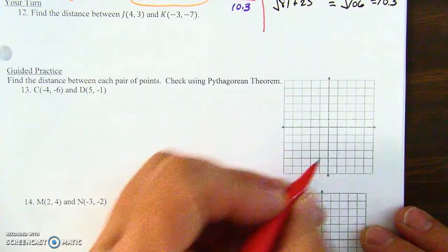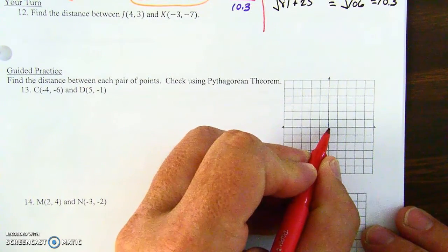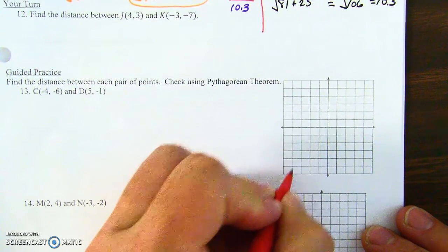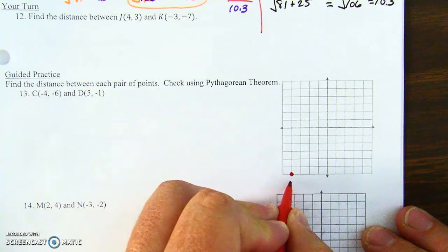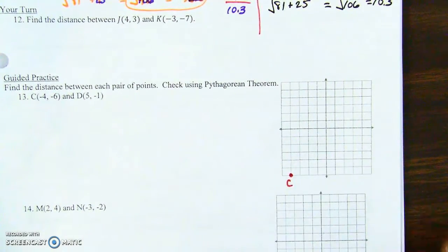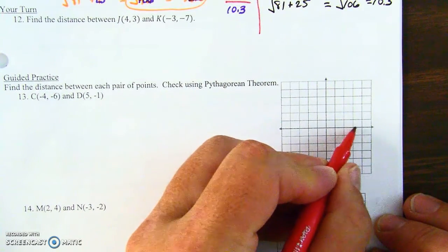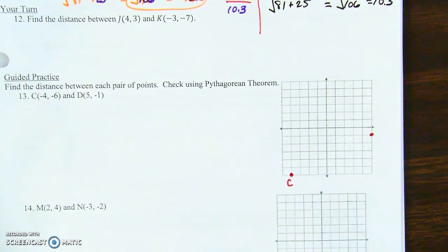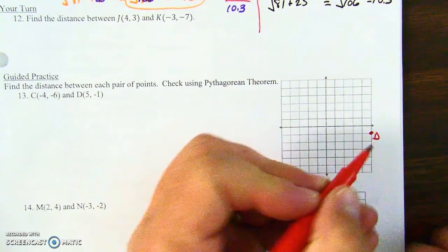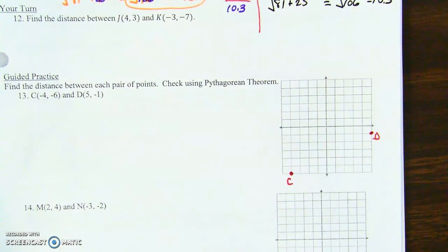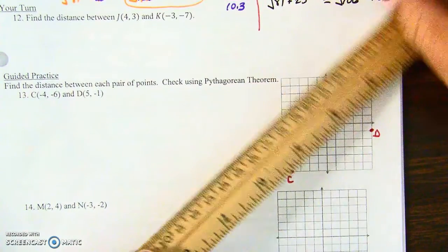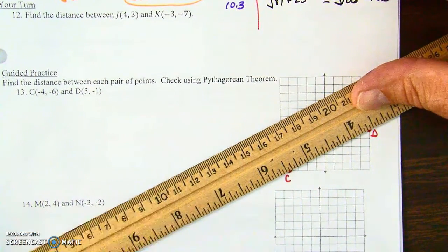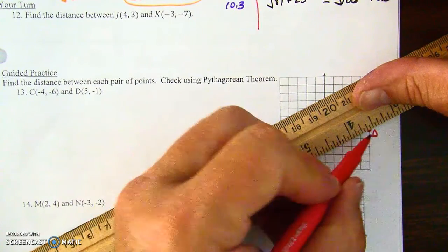So let's go ahead and plot this. So we're going to go -4. Guys, you got to double check my work here. 1, 2, 3, 4. 1, 2, 3, 4, 5, 6. And we're going to label this C. Then we're going to do the same thing here. We're going to go 1, 2, 3, 4, 5, and down 1. Then I'm going to take my wonderful ruler and draw a straight line between these 2 points. We're doing a line segment because we're only dealing with 2 points here, right?